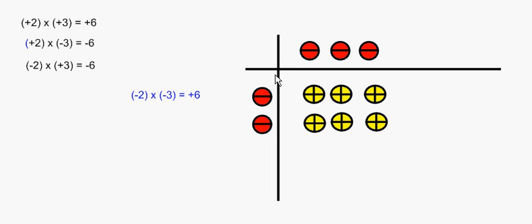Negative 2 times negative 3, there's two flips, one in this factor and one in that factor. So my 6 had a flip to a negative, and then it flipped again back to a positive. And so since I had two negatives in my question, I had two flips, and two flips ends up bringing me back to my positive answer again.